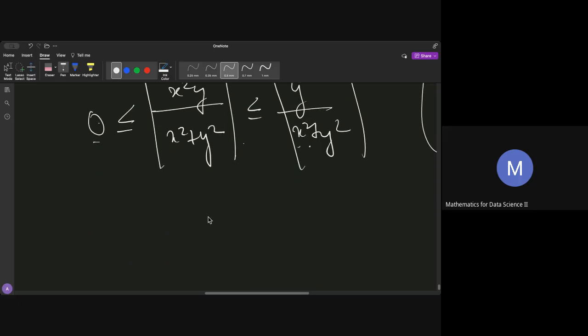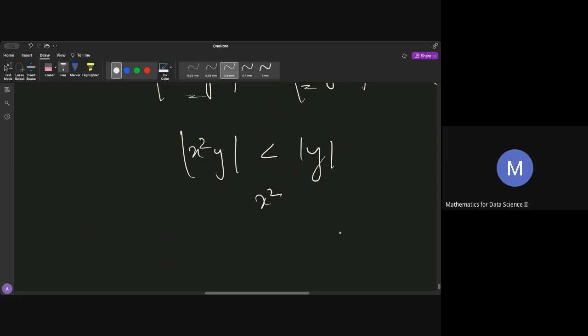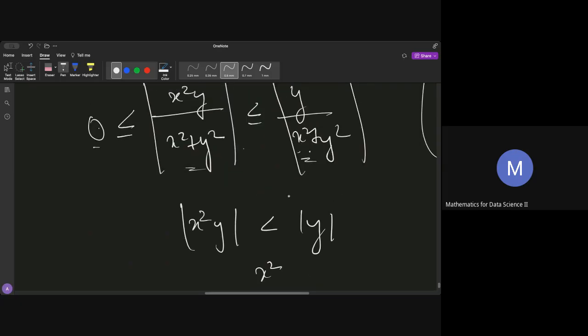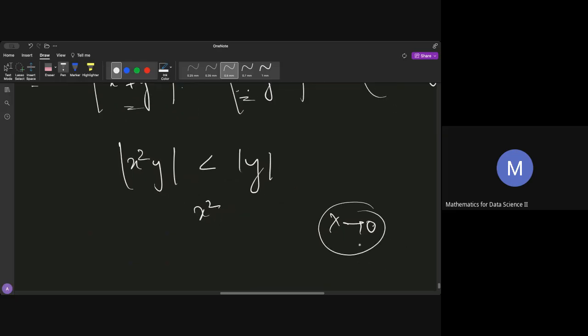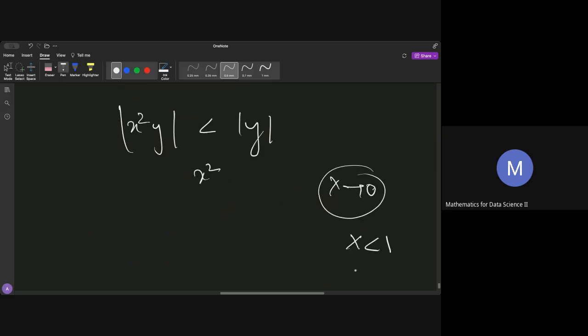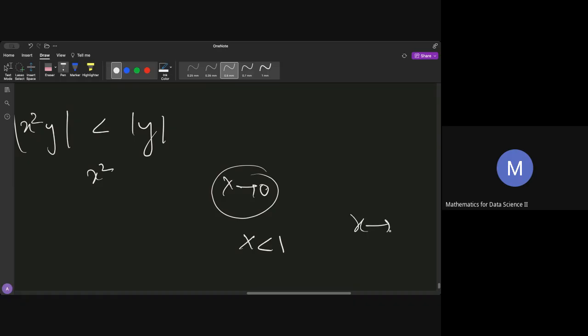And why this works is that in x square y, the denominator I've kept the same, right? We're only talking about the numerator. We have changed the numerator, and I'm saying the mod of x square y should be less than the mod of y. And why do I say so? Because not to forget that I am taking the case when my x is coming close to 0. So when x is coming close to 0, that means I can take x to be less than 1, can I? Because if I'm saying that my x is going to 0, then eventually it has to be less than 1. Otherwise, it can't approach 0, right?